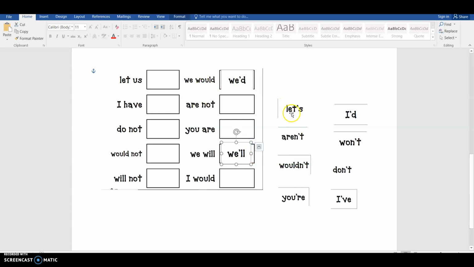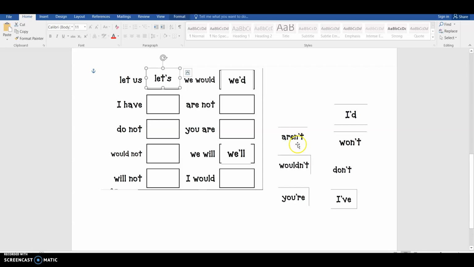Now, let's look at this one. I see let and then an S at the end. Okay? So the first word has to be let. Let's see. We have this one, let us. And guess what? That's the only let word on this paper. So I know that let's is the same as let us. So let's go get ice cream. Let us go get ice cream. Okay? And let's do the next one.